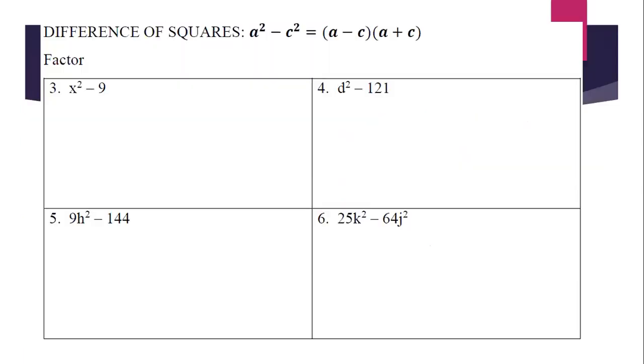All right, so what I would like for you to do is to practice it. So you have 4 practice problems for today. X squared minus 9, d squared minus 121, 9h squared minus 144, and 25k squared minus 64j squared. Okay, you're going to complete these 4 practice problems and then check with a peer, a table mate, to make sure you did it correctly. All right, awesome.